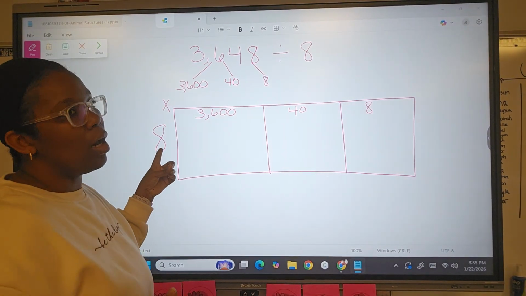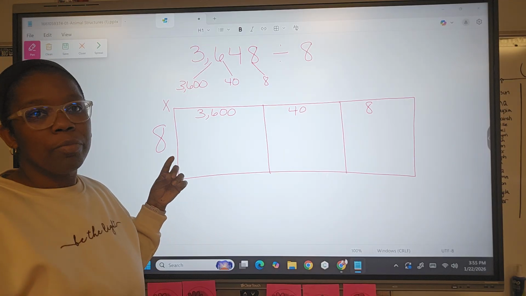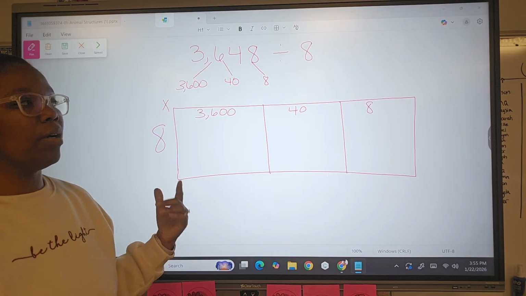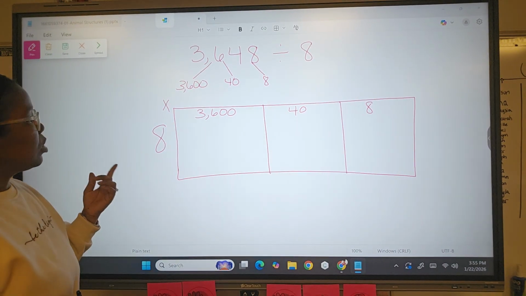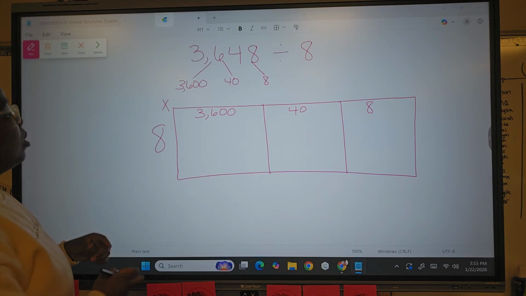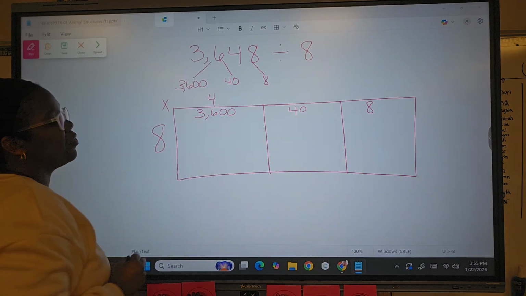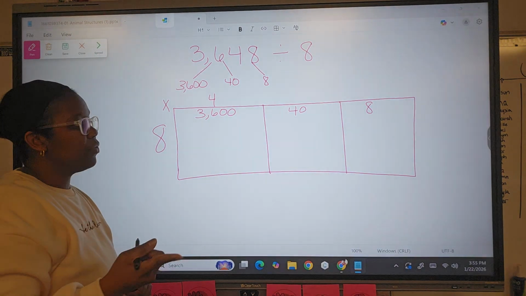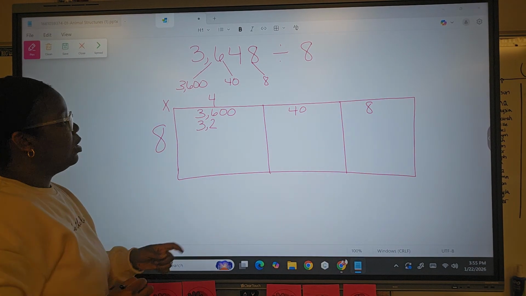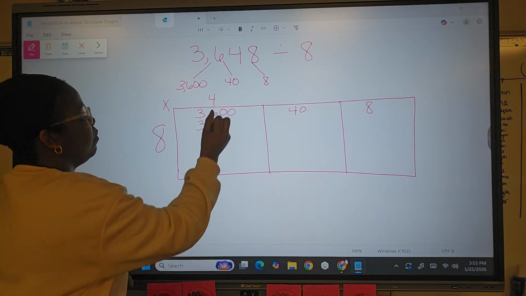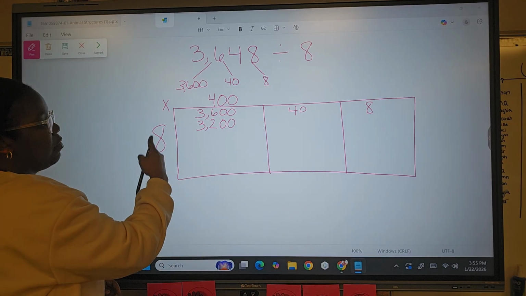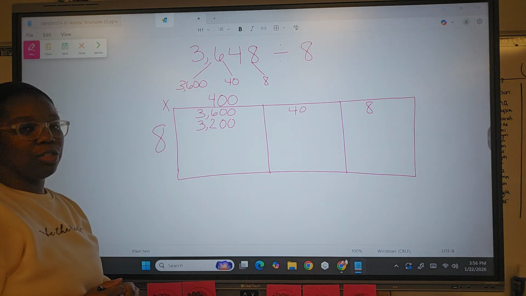One trick for our 8 facts is that you can skip count by 4 and then double your answer, and that will give you your answers for all of your 8s. So 8 times blank equals 3,600. I'm thinking 8 times 4, because I know that 8 times 4 gives me 32. I'm going to bring down my comma. Now I'm going to check how many zeros I have. There are 2 zeros, so I'm going to add them down, and that gives 8 times 400 equals 3,200.